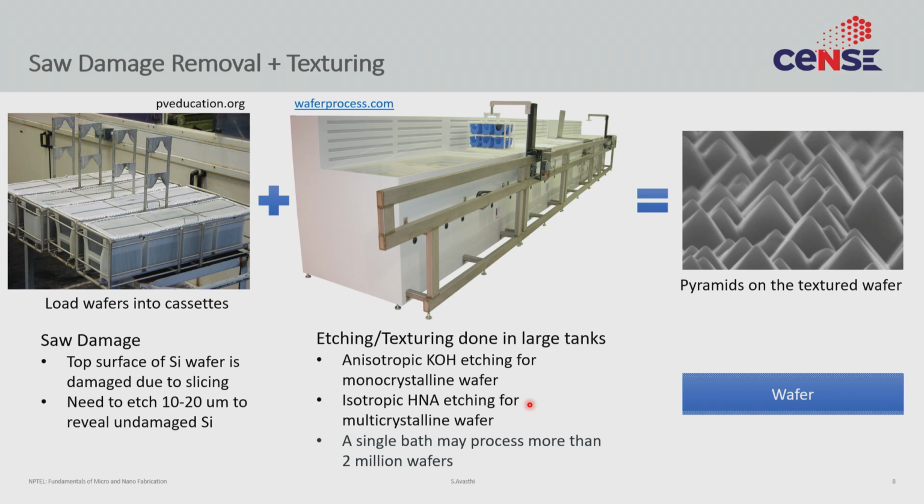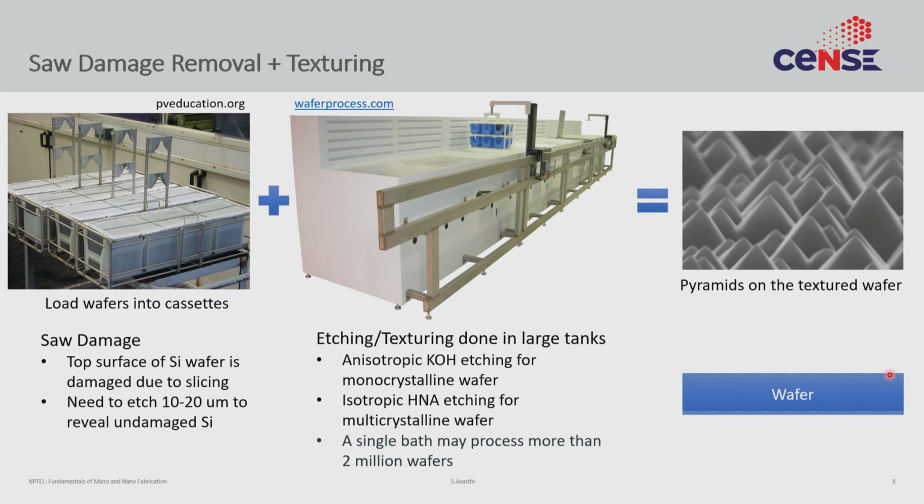Other than texturing, one more thing that we do during this process is remove saw damage. Right before this step, we did wafer sawing, right? So we took an ingot, we created wafers. There's a lot of surface damage that happens in these processes. So you have to remove that surface damage, and the easiest way to do that is just etch the surface. So during this texturing, we don't just get the texture, but we also etch the top surface of the wafer to expose undamaged bulk.